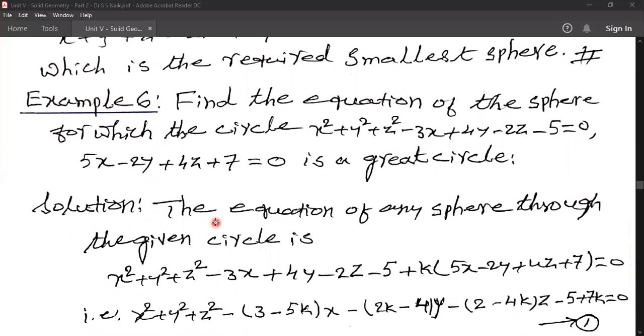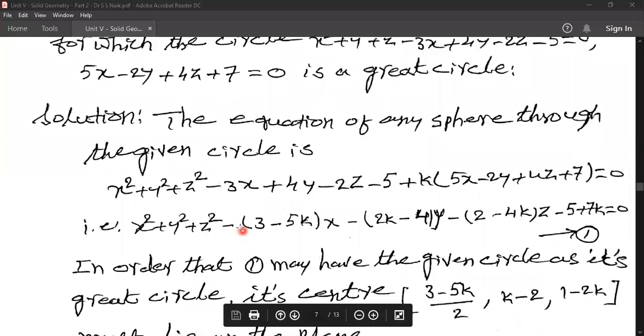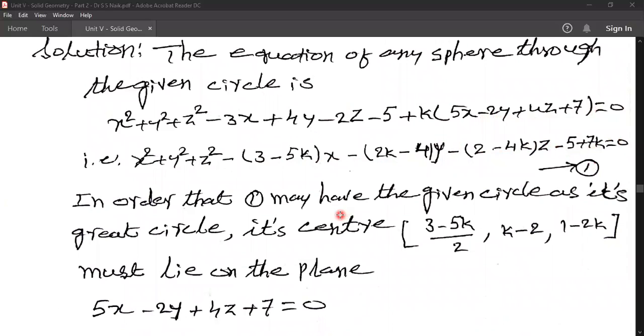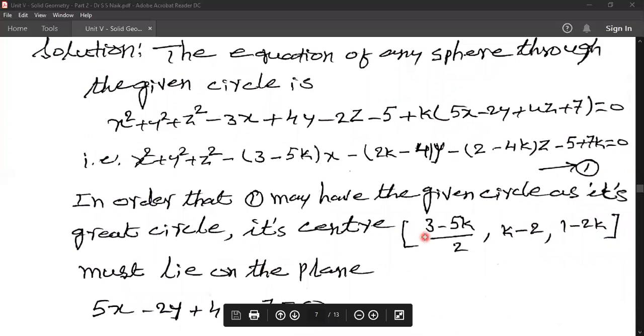The equation of any sphere through the given circle is, again, the sphere plus k times the plane, that is k times 5x minus 2y plus 4z plus 7 is equal to 0. Then go on simplifying. After simplification, you get x square plus y square plus z square minus 3 minus 5k into x minus 2k minus 4 into y minus 2 minus 4k into z minus 5 plus 7k equal to 0.